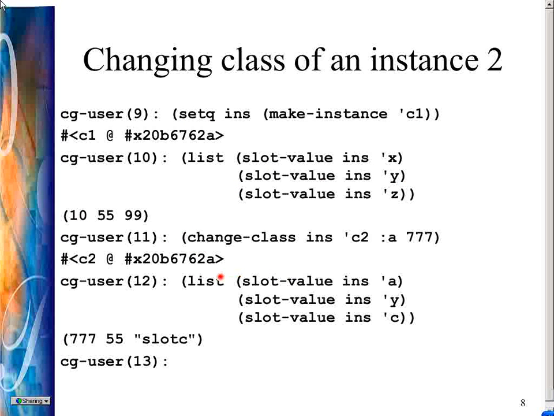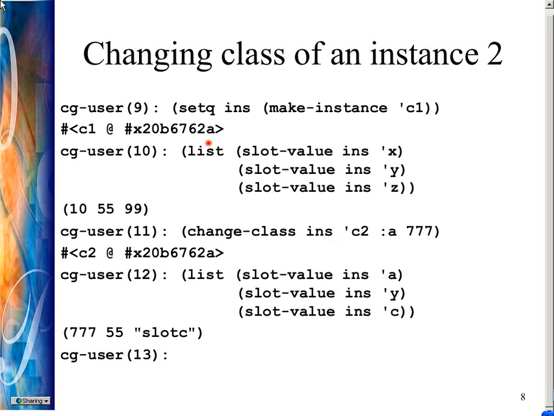Now, we call change-class, and we apply it to this thing we just created, which was an instance of class C1, and we say, okay, change its class to class C2, and then you can give slot values using init args in the usual way. The init arg of the A slot is :A, and we're giving it the value 777. Now, what are the slot values? Okay, the A slot got the value 777. The C slot down here, we haven't specified C anywhere, and so it got its default slot value, the string "slot C".